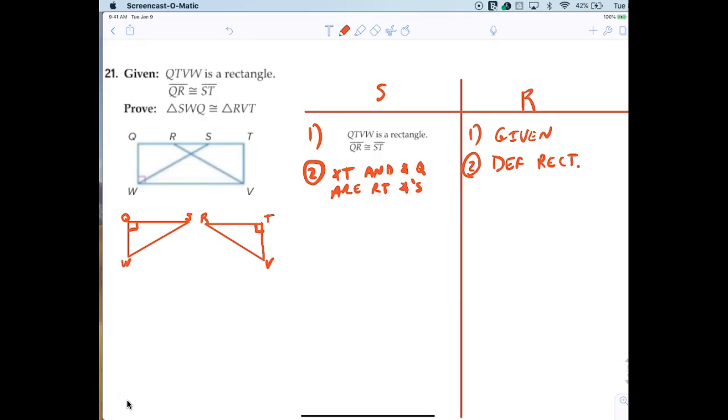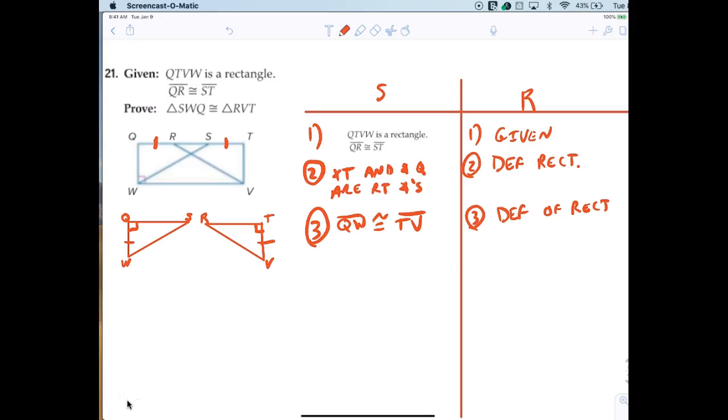All right. So now we can also say what? QW is congruent to TV, right? And that is again what? Definition of a rectangle. All right, so now I'm going to put this here and this here. I'm also going to have to mark QR, right? QR is equal to ST. You agree with that?